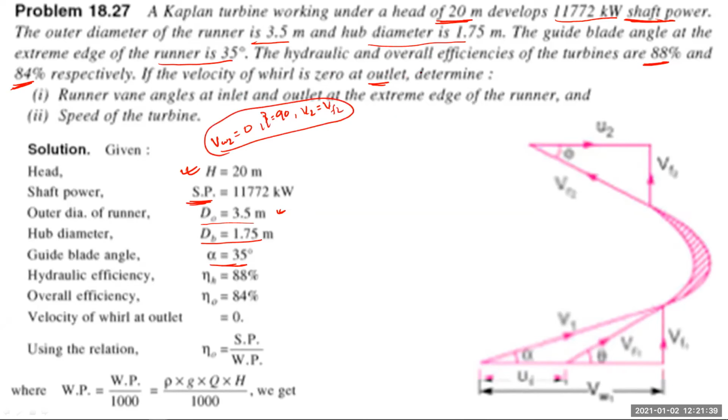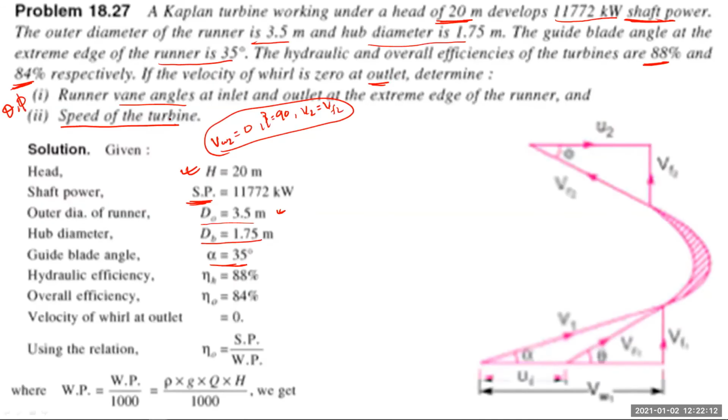What you have to find out? Determine the runner vane angles. Vane angles means you have to find the value of theta and the value of phi. And the speed of turbine, meaning revolutions per minute, you have to find out. So this is the question. Now we will see how to solve it.